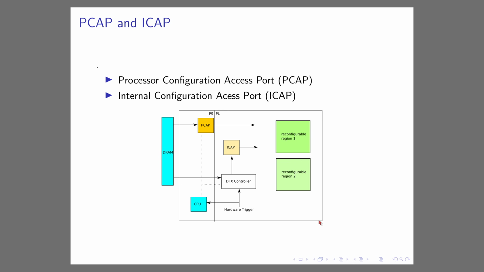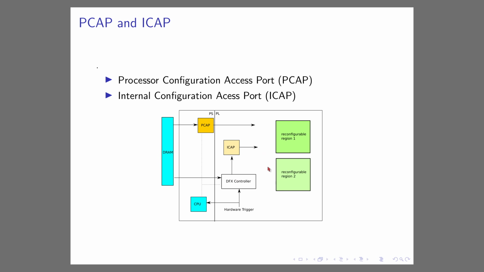So in these videos, I'm trying to basically address partial reconfiguration through PCAP and through ICAP, through both of these interfaces. PCAP is basically the interface that the processing system uses to configure the PL. ICAP is the interface that can be used by other means to configure the PL.